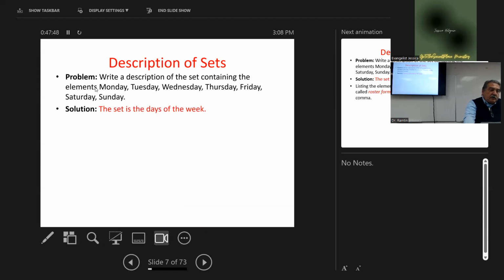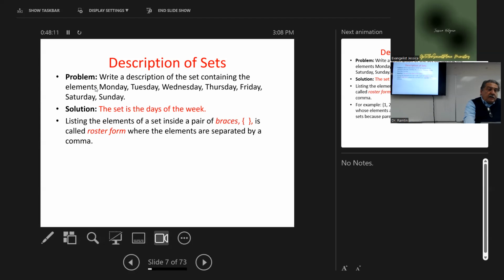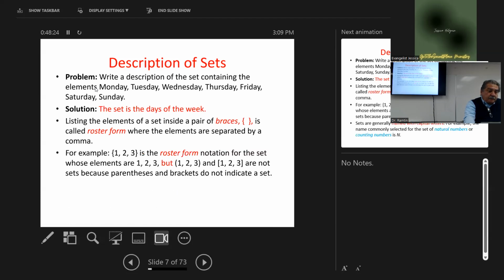So, for example, somebody writes the set containing the elements Monday, Tuesday, Wednesday, Thursday, Friday, Saturday, and Sunday. The description of that set is that these are the days of the week. That's a description. Now, if we want to put it in roster form, we write the elements in a pair of braces, and we put commas in between.